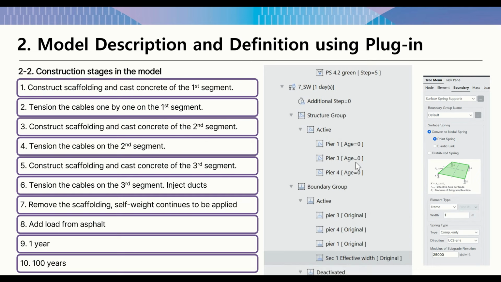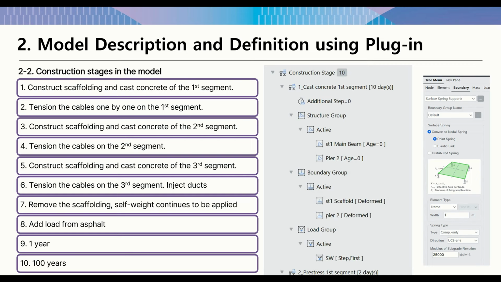Stage 6 also does grouting, injection of ducts. Stage 7, remove scaffolding, self-weight continues to operate. Stage 8, add load from asphalt and barriers. Stage 9, 1 year, just to follow changes in strains and stresses from creep and shrinkage.